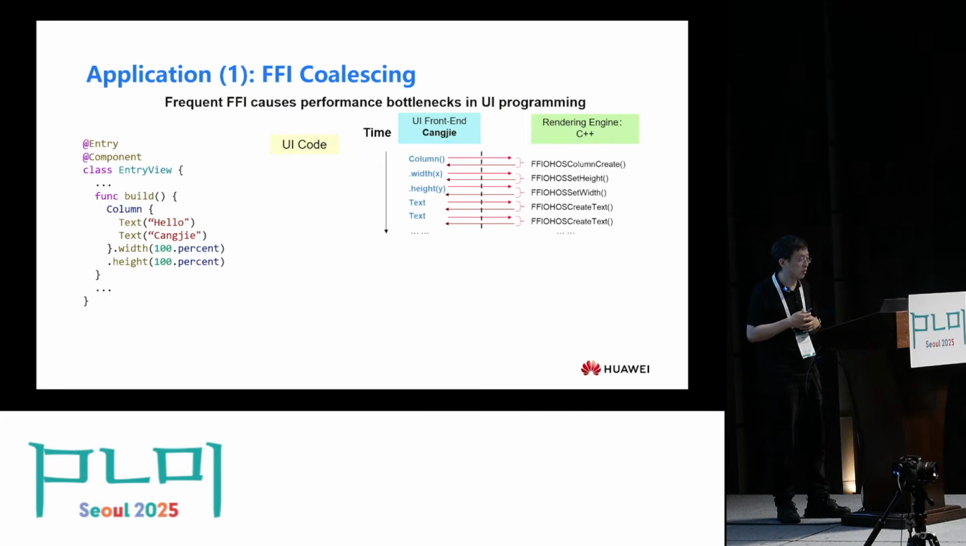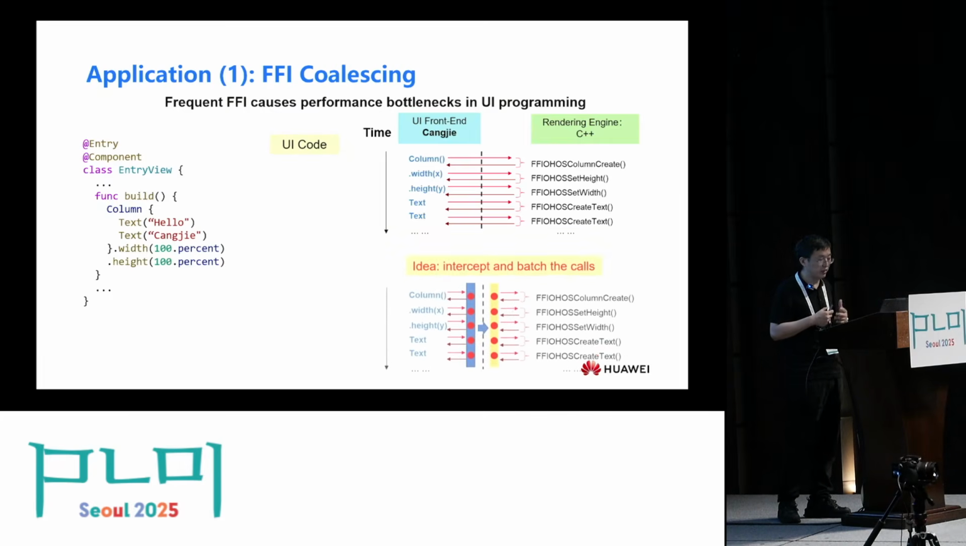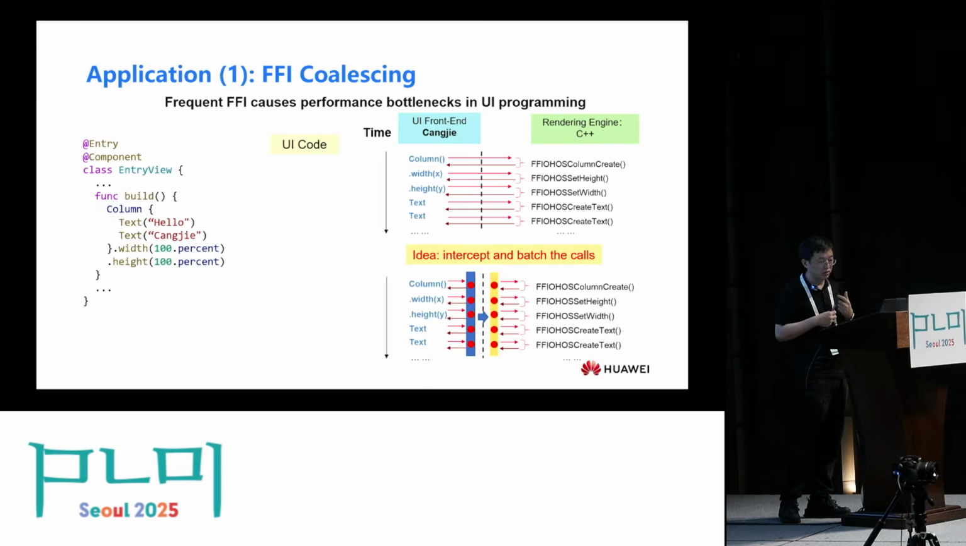To address this problem, the so-called FFI coalescing tries to intercept all these foreign function calls from the Cangjie side and batch them and forward them to the C++ side. So in this way, you only go across the language boundary once. Okay. And then we use this effect handler to collect all these function calls.